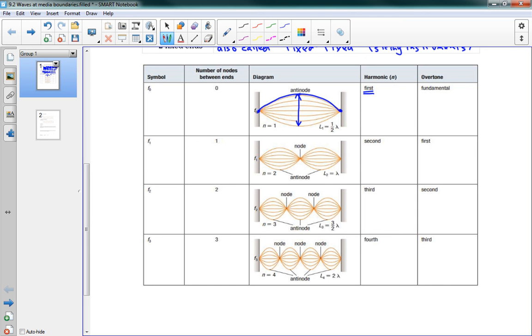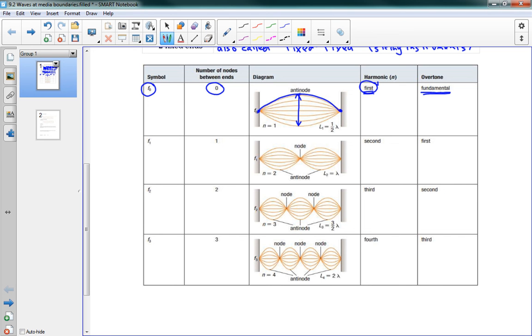Okay? We have a few different ways of writing this here. You can see that on the left here, we call that F0, the fundamental frequency, so the frequency 0. You can see that the number of nodes between the two ends is 0. We call that the first harmonic, and we also call that the fundamental frequency. Okay, so there's a whole bunch of different names for this exact same thing.